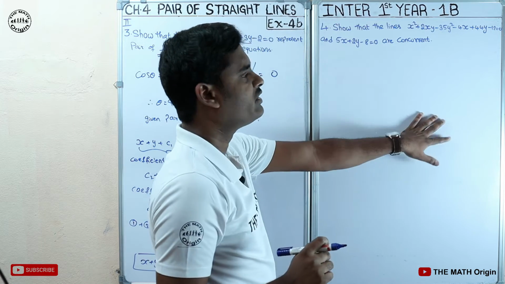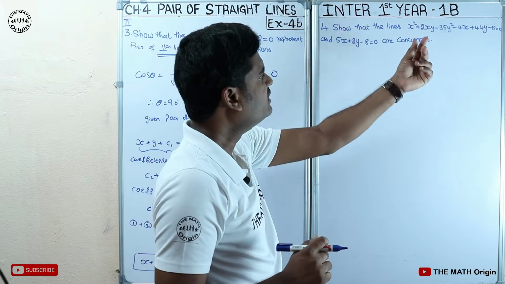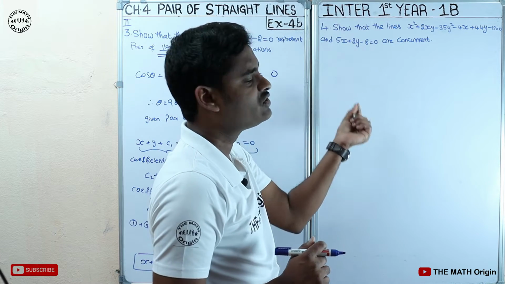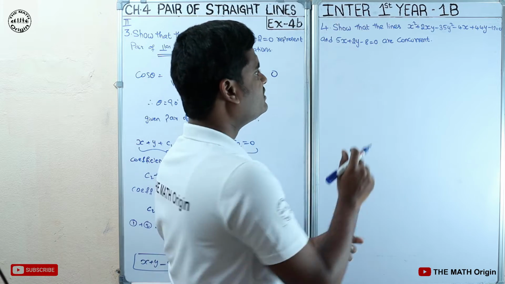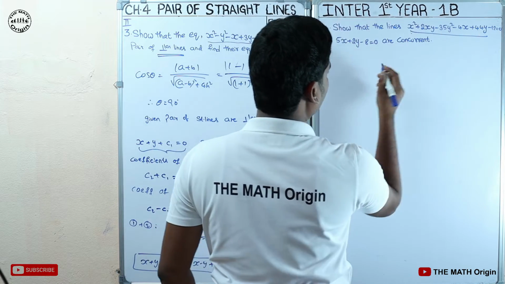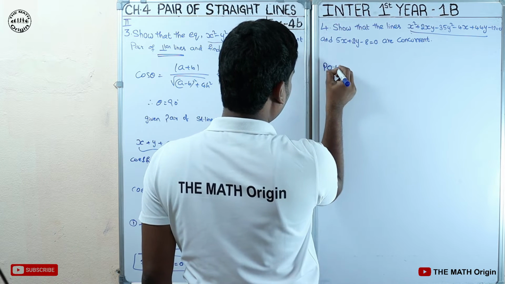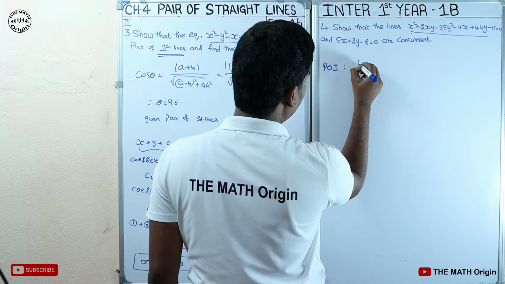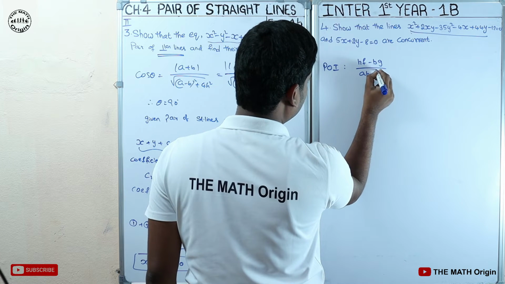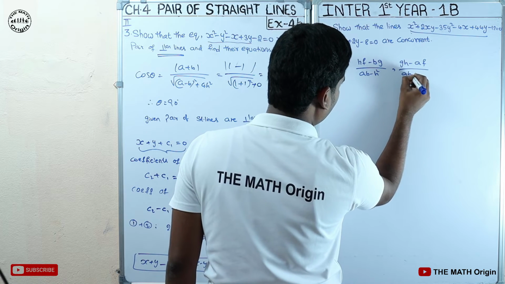So we know concurrent means: from any two lines, let's find the x and y values, then substitute that value in the third line, and the LHS should be equal to the RHS, which shows that those are concurrent lines. So from this, let's find the point of concurrency of those two lines. The point of intersection is (HF minus BG) by (AB minus H square), comma (GH minus AF) by (AB minus H square).